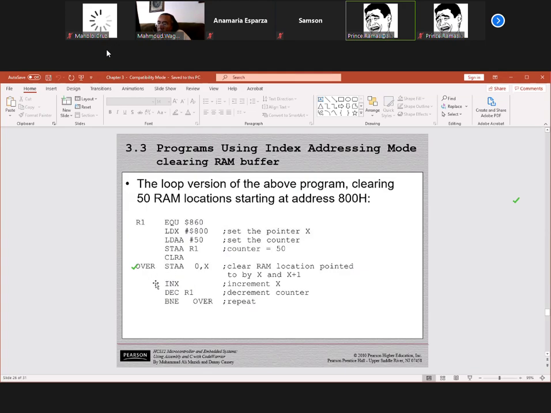Professor, are you just assigning the word over this right here, the 0 comma x? Are you just assigning that to over or something? I don't know what that line right there is. No, over here is for this one, branch if not equal to over. Branch not equal to over, and then you repeat. So this is kind of like a loop? This is a loop. Oh, okay. This is just taking two lines. That's the difference.